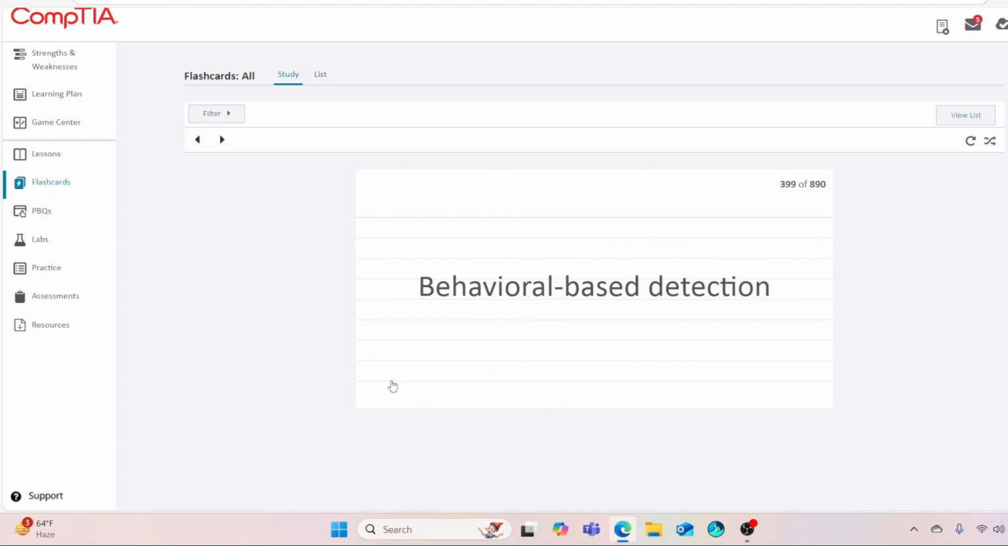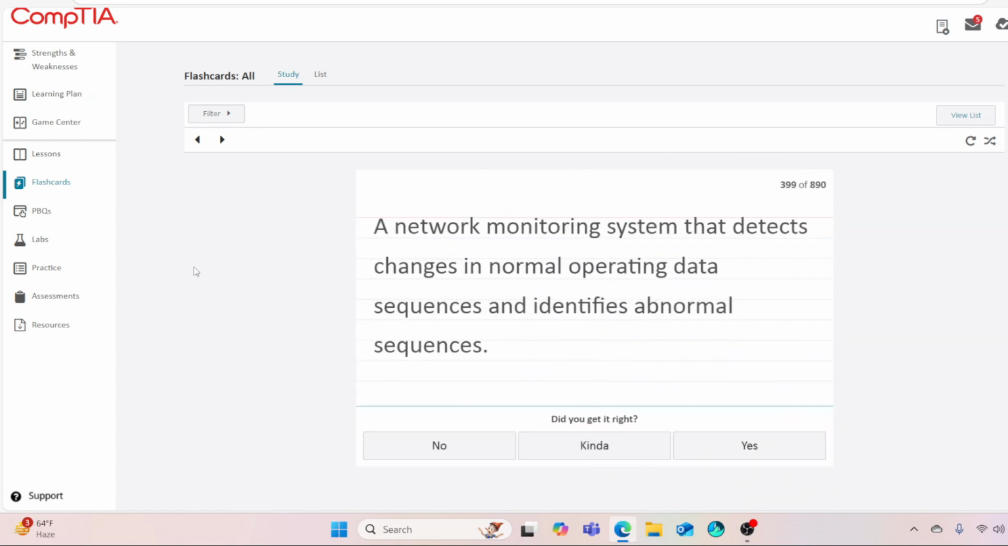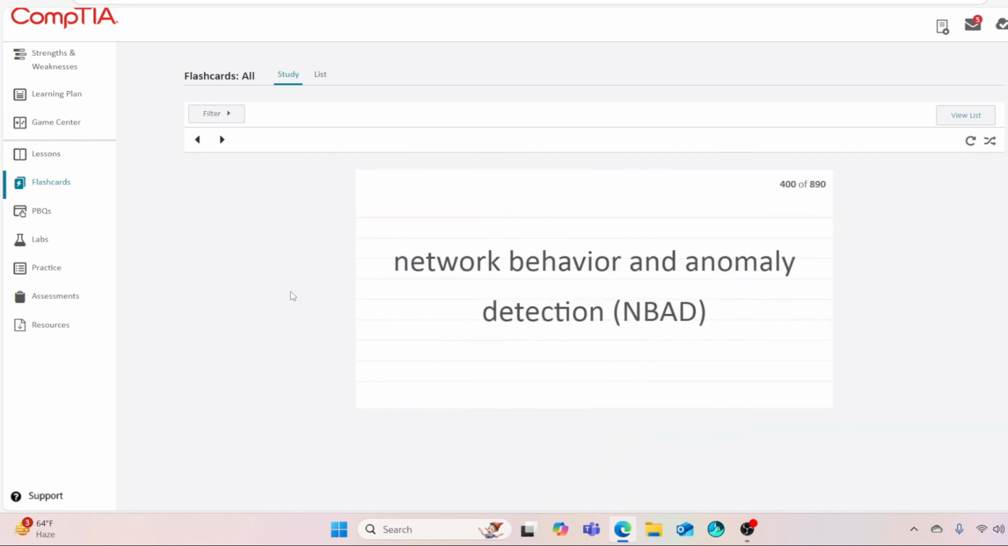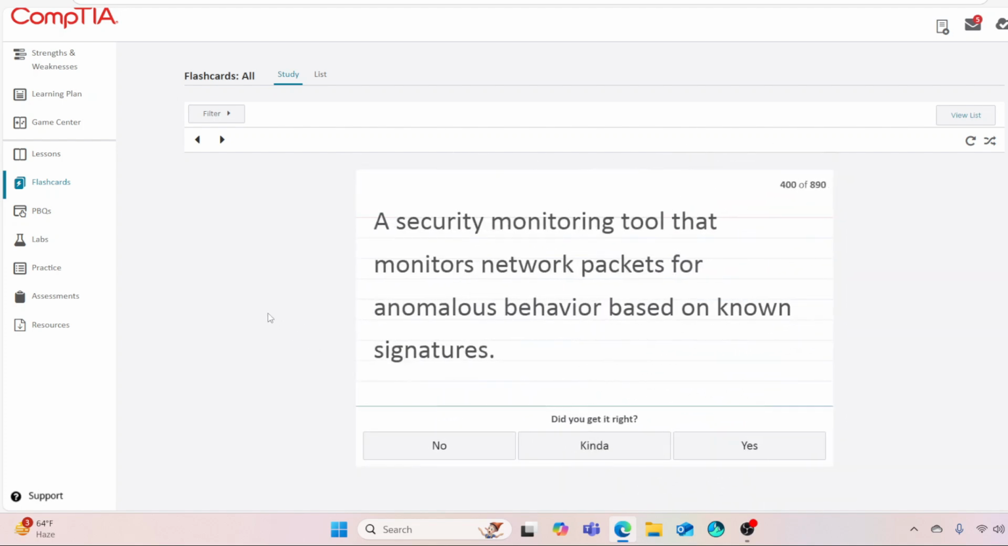Behavioral-based detection. A network monitoring system that detects changes in normal operating data sequences and identifies abnormal sequences. Network behavior and anomaly detection. A security monitoring tool that monitors network packets for anomalous behavior based on known signatures.